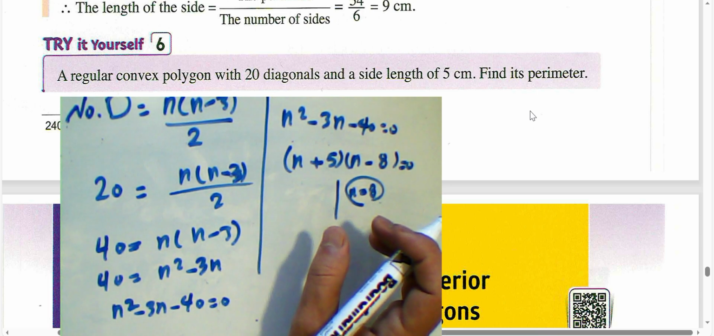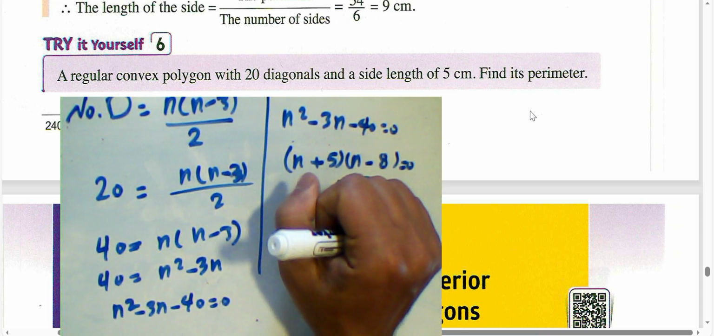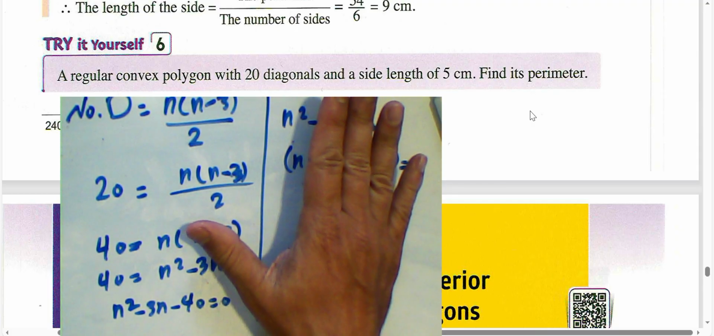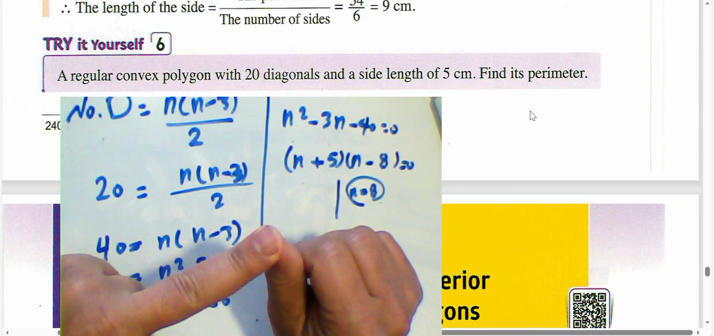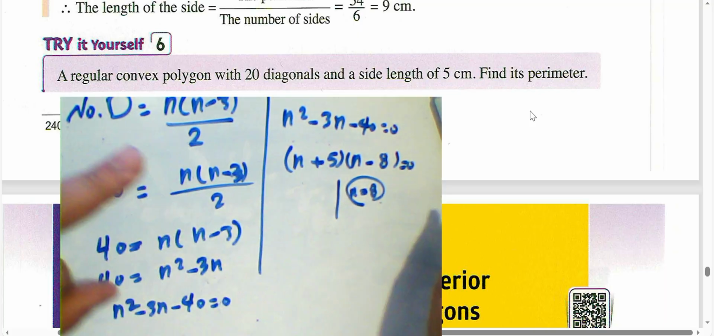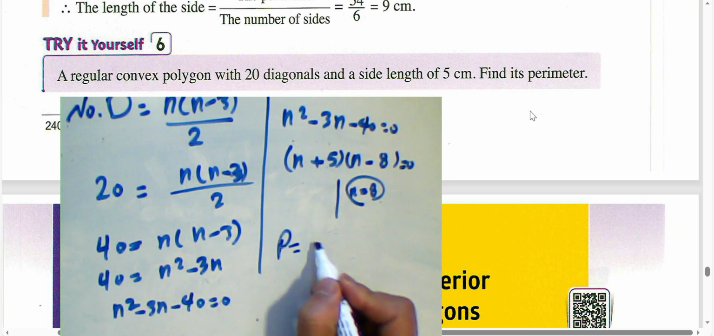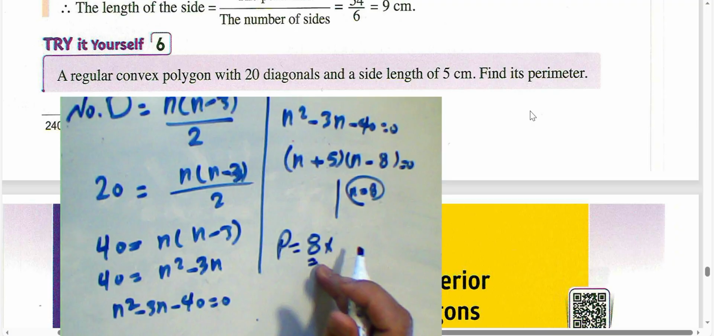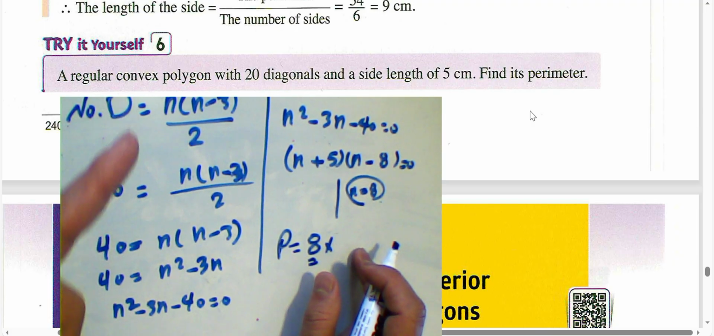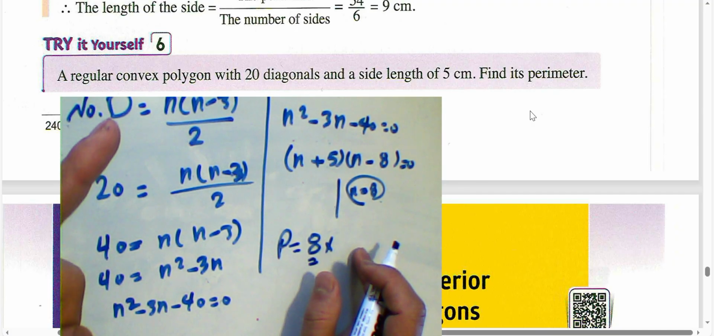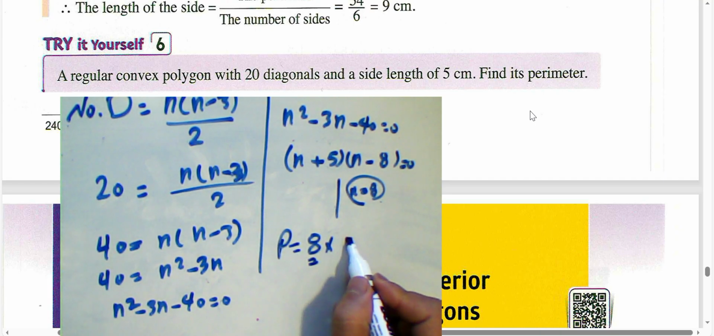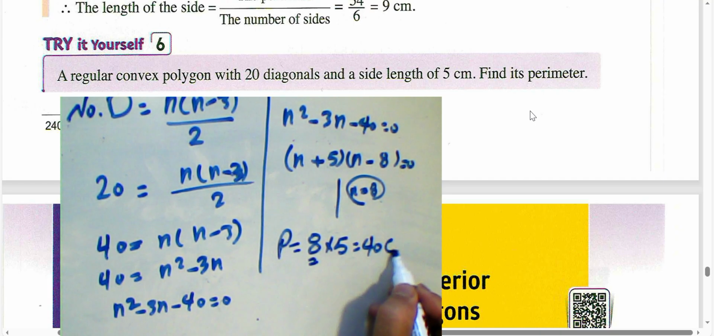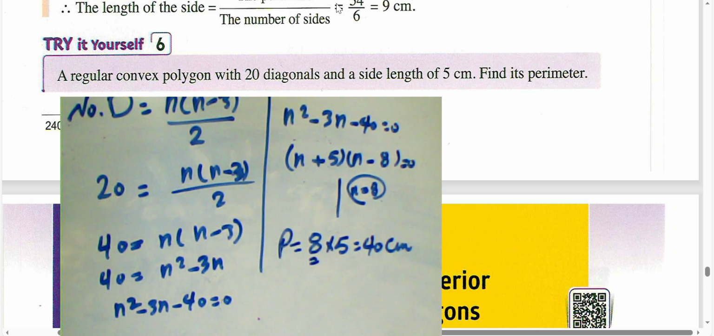What is it? Octagon. Okay, repeat after me. Here we have pentagon, hexagon, heptagon, octagon. It will be octagon. Okay, an octagon has 8 sides. Then the perimeter will be 8, the number of sides, times the length of one side, because it's a regular convex polygon, meaning all sides are equal in length. We have 8 sides, and the side length of each one is 5. The perimeter equals 8 times 5 equals 40 centimeters.